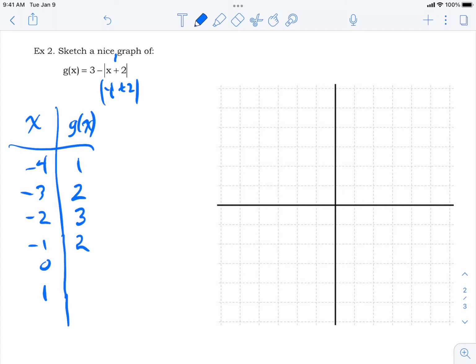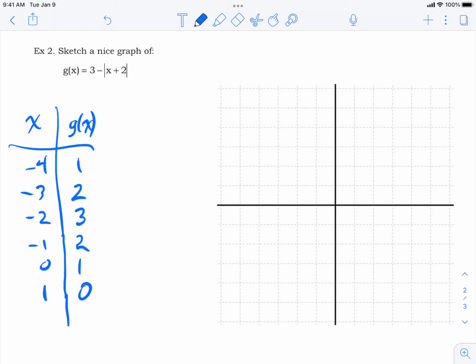See, now we're doing this again. We're going back to there. We've got y equals 2 again. Let's plug in 0. Well, 0 plus 2 is 2. Absolute value of 2 is 2. 3 minus 2 is 1. Cool. And then we plug in 1 just for fun. 1 plus 2 is 3. 3 minus 3 is 0.